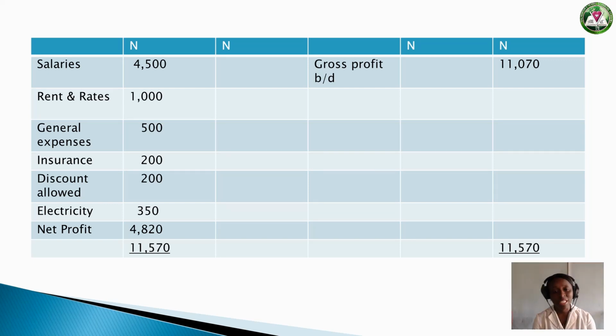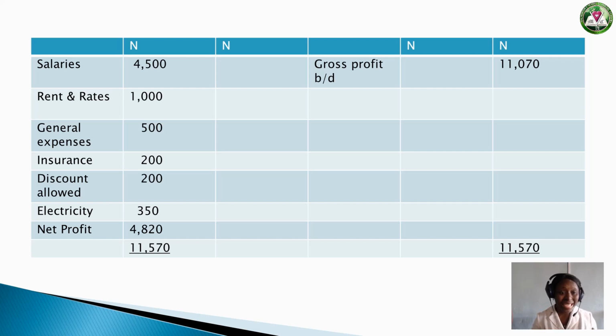From the illustration again, we have another expense, general expenses. How much is our general expenses? 500. Another one is insurance. Insurance is how much? 200 naira. Then is there any discount you allowed your customers, maybe for buying from you, for their loyalty, their patronage? Yes, discount allowed. Remember, it's an expense. So in that case, you still write it out. 200 naira.